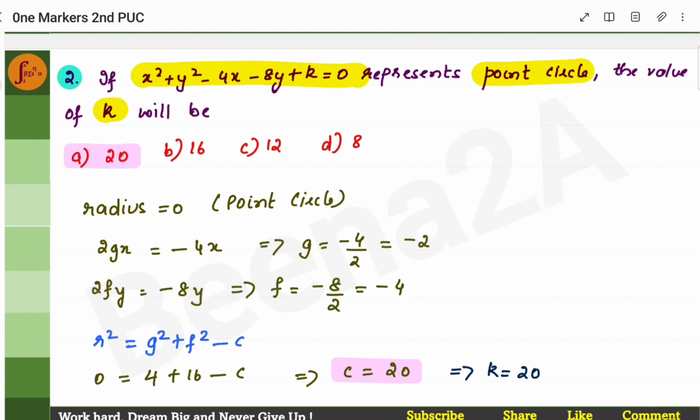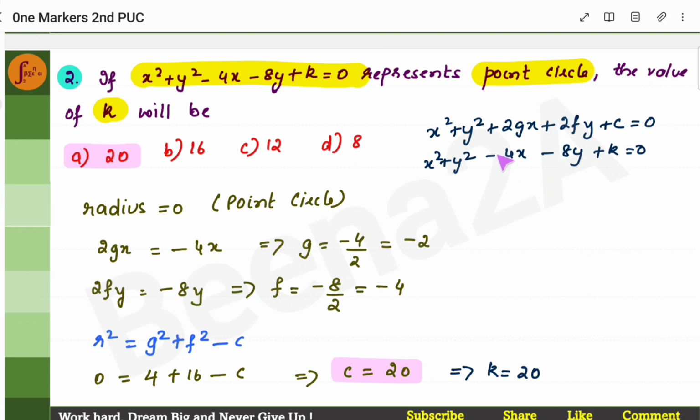Now, like I said, the general equation is x square plus y square plus 2gx plus 2fy plus c. Now, what do we have here? We have minus 4x minus 8y plus k, and of course, we have x square plus y square. Notice this: instead of 2gx, we have minus 4x, and instead of 2fy, we have minus 8y.